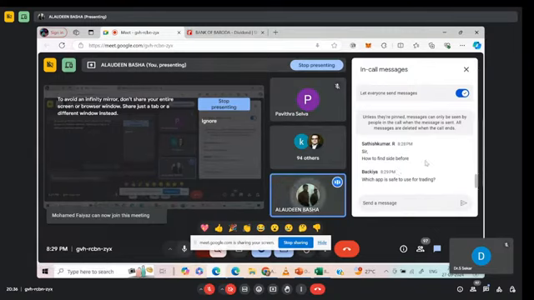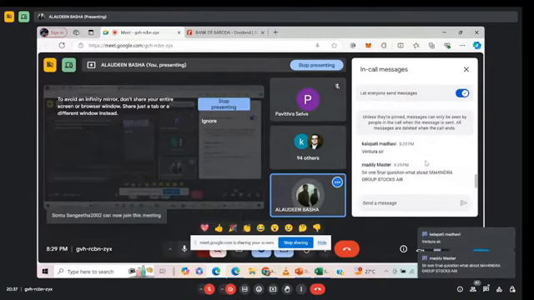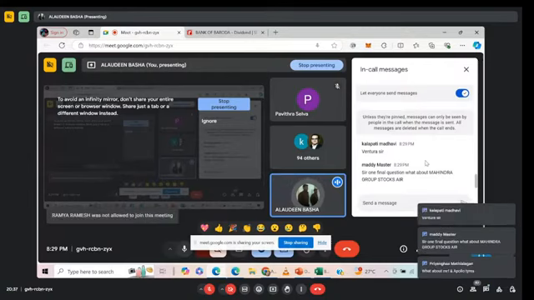Which app is safe to use for trading? Sir, all the Demat accounts are controlled by SEBI, the Securities Exchange Board of India. There is no issue; you can open a Demat account with any SEBI recognized Demat broker. I think 100%, all the brokers should be under the control of SEBI only. So there is no problem.